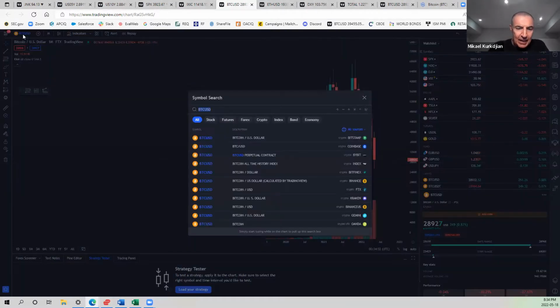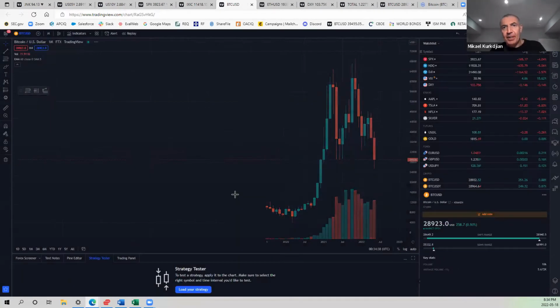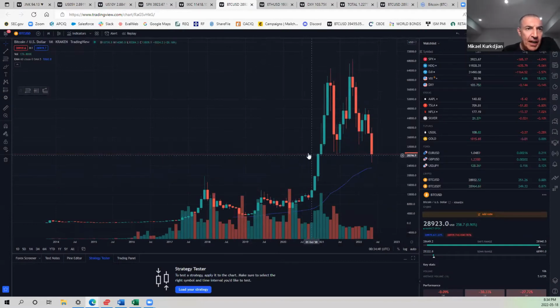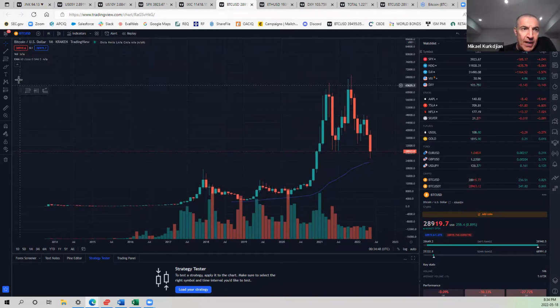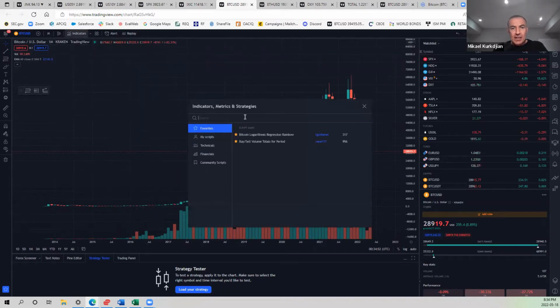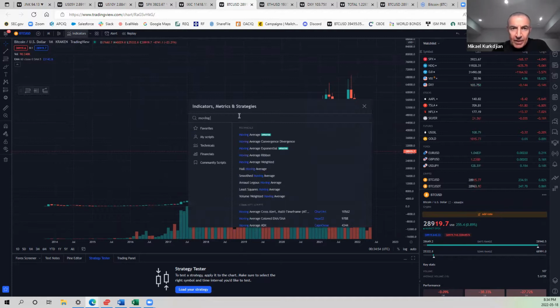No, let's try a different exchange. Kraken should be one that gives us a longer time period. So right over here, this is the monthly chart for Bitcoin, and the only indicator I'm going to put here is basically the 20-month moving average. So let's look at what that puts us.